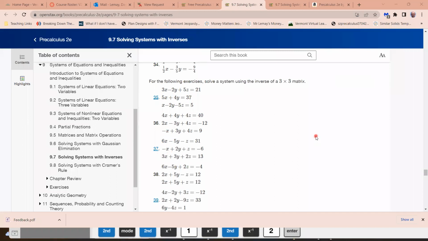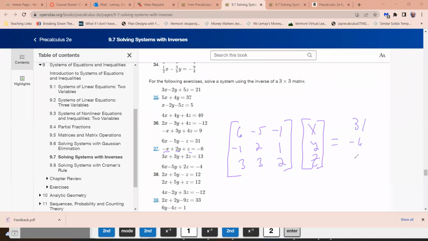Okay, so what we're going to do is pull those coefficients. Notice how it has an x and y and a z in each of those equations. So 6, -5, -1, and then -1, +2, +1. See, I'm just pulling the coefficients right off those. And then 3, 3, 2. So there's my coefficient matrix. Now we need our variable matrix, x, y, z. And that equals the constant matrix of 31, -6, 13.